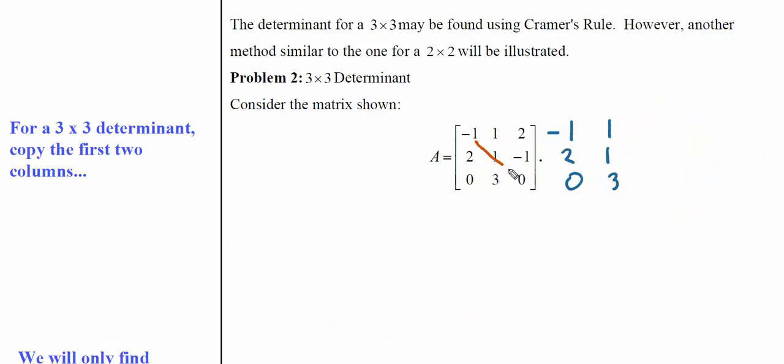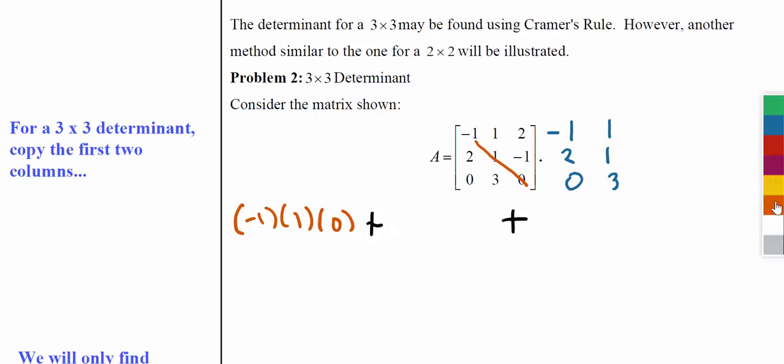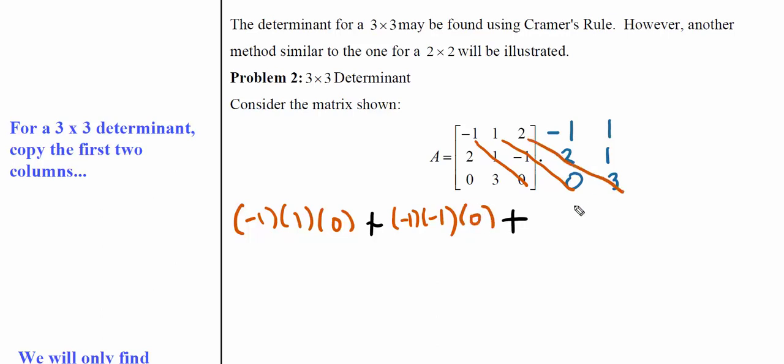So if we do the first round, we get negative 1, positive 1, and 0. And then the next one is negative 1, negative 1, 0. And then the last one is 2, 2, 3. Note all the positives. So if I'm going to the right, they're going to be separated with pluses.